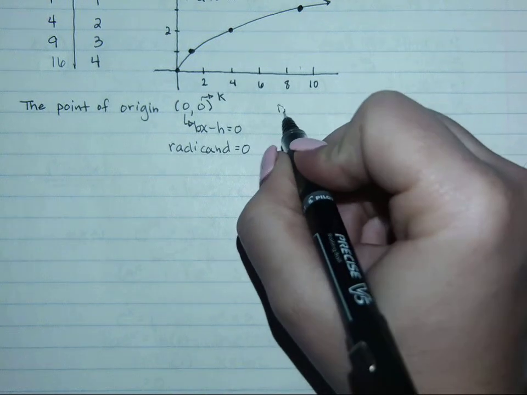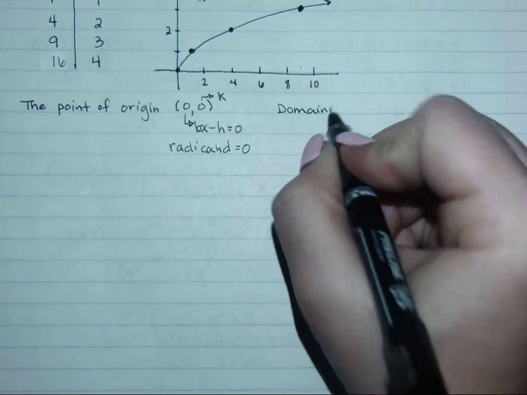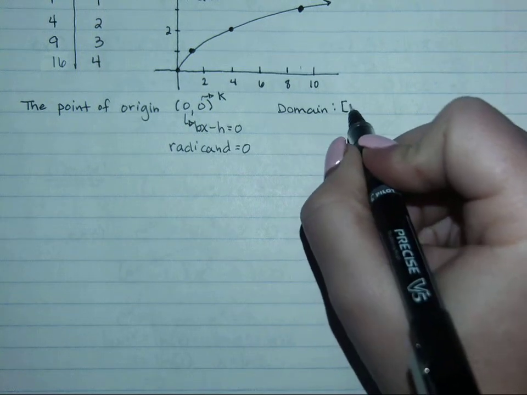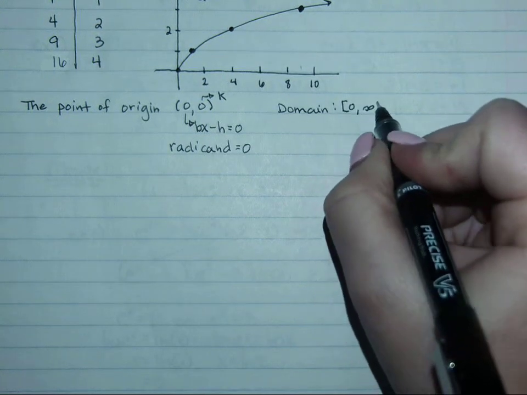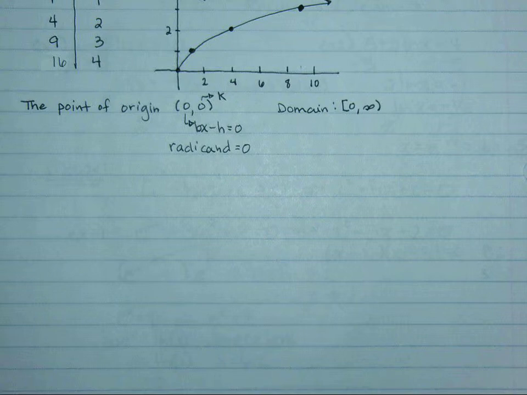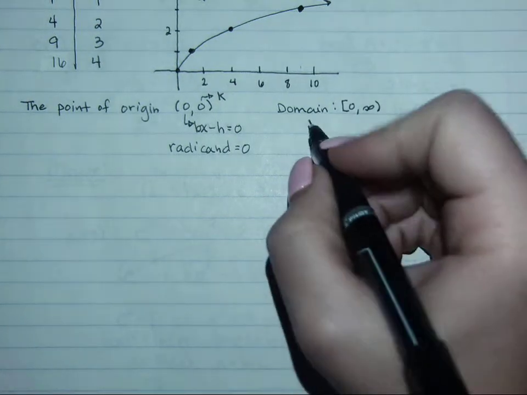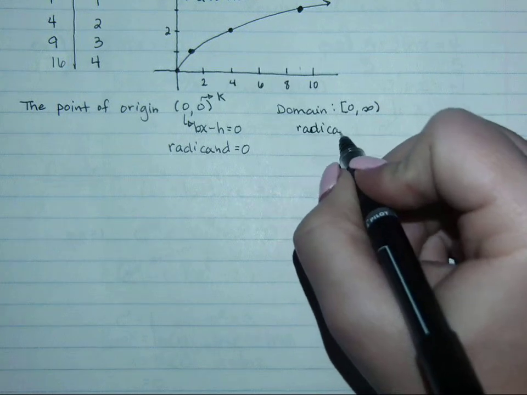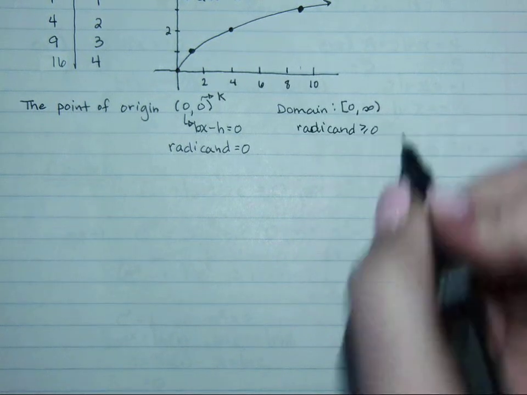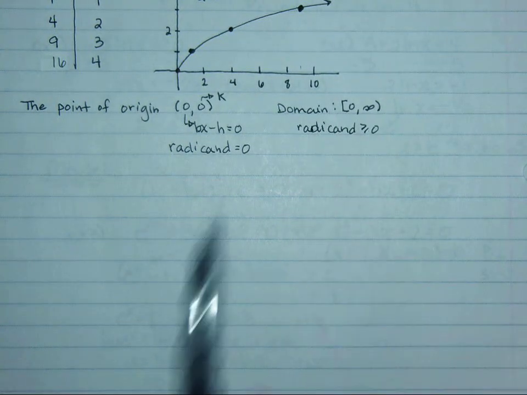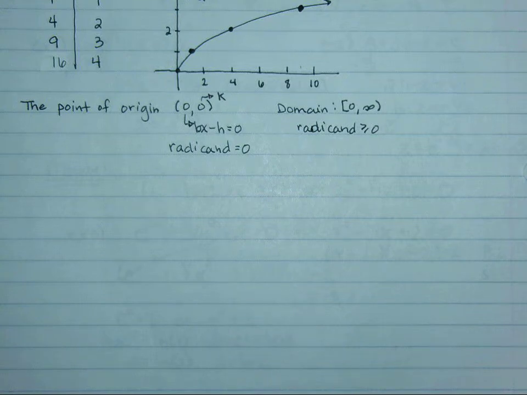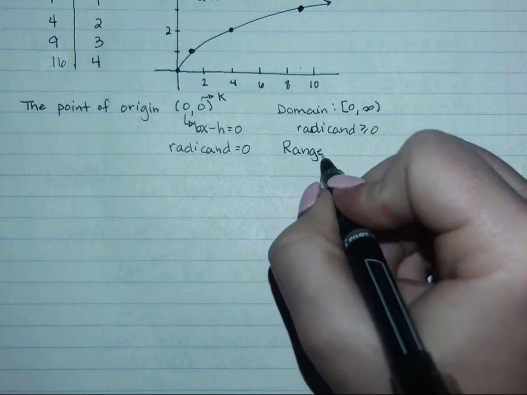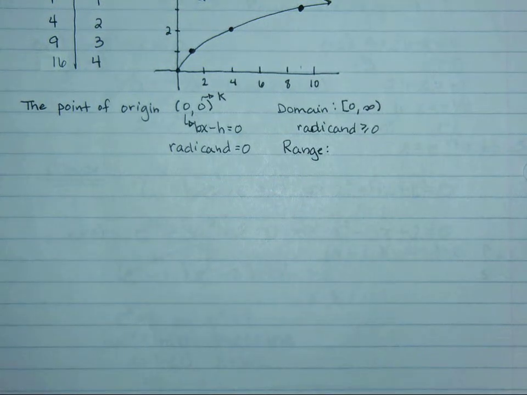Then we have our domain. We've talked about our domain before, but again, it starts off going from 0 to, in this case, infinity. And so when you set your radicand to be greater than or equal to 0, that's going to change what this domain looks like.